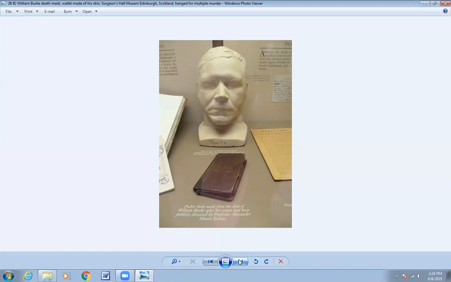When he was hanged to death, his body was sent to, of all places, Edinburgh, Scotland, where a death mask was made of his face, and then he was dissected himself. It's still in the Surgeons Hall Museum in Edinburgh, Scotland. You can see both the mask and the wallet on display.